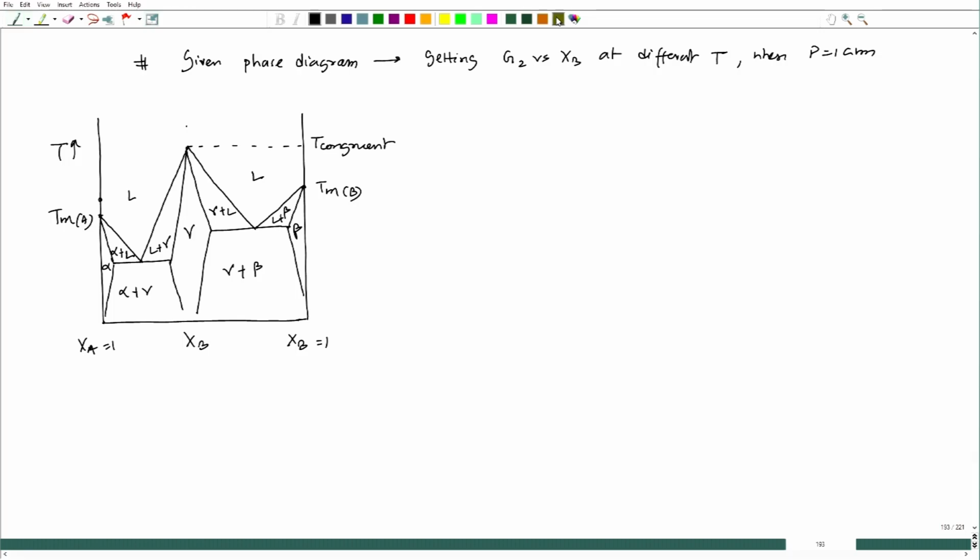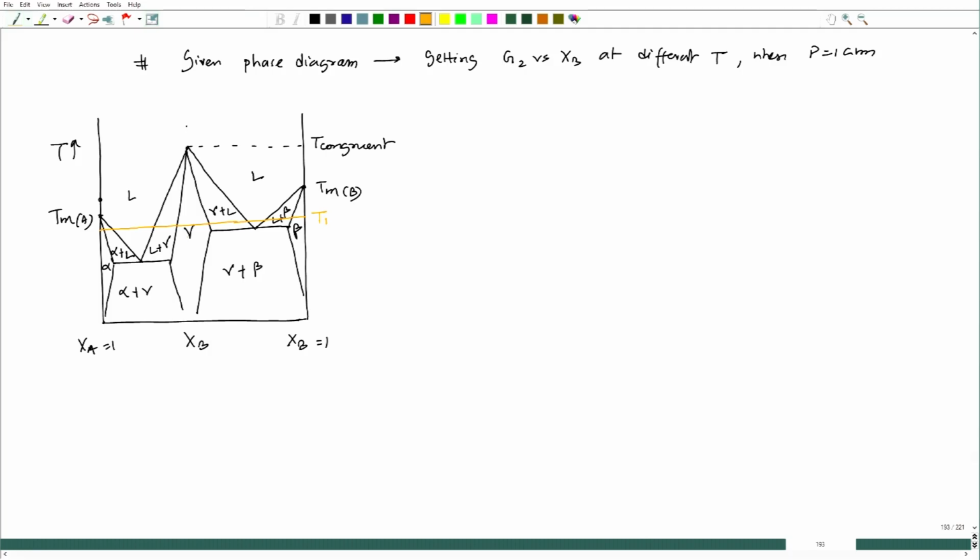Now, let us say I choose a temperature, and see whether I can draw the free energy diagram. So, if I choose a temperature, let us say I am choosing a temperature here. And this is the temperature we have chosen. Let us say this temperature is T1, and let us draw that free energy composition diagram.